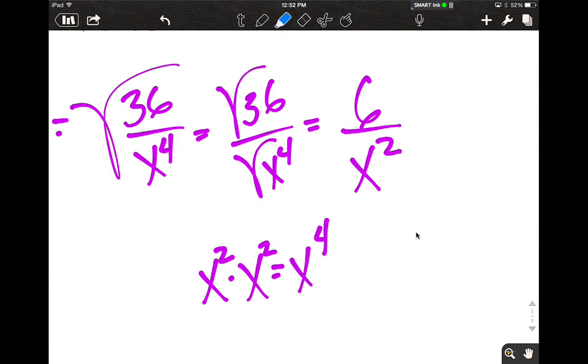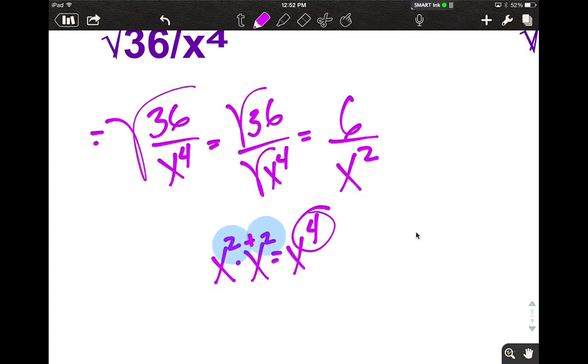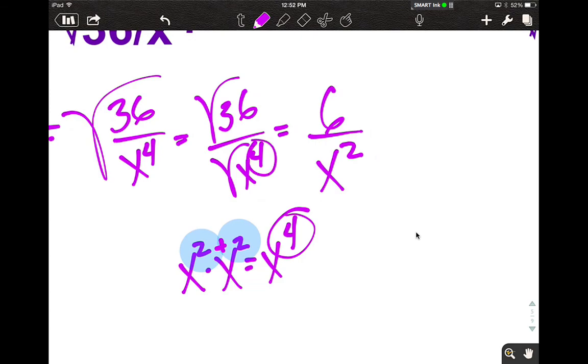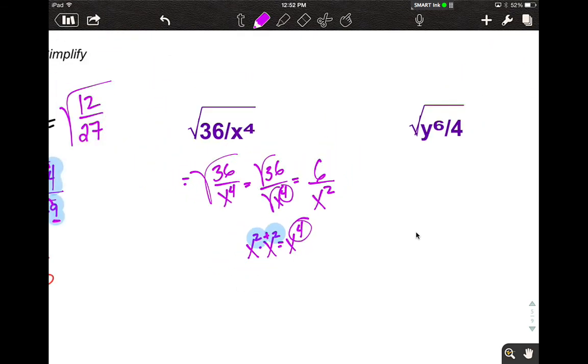Remember how when we have common bases, we add? We add up those exponents to get the 4. So since you're going in the opposite direction, you're looking for what numbers add to make 4. That would be 2. So my final answer is 6 over x squared.